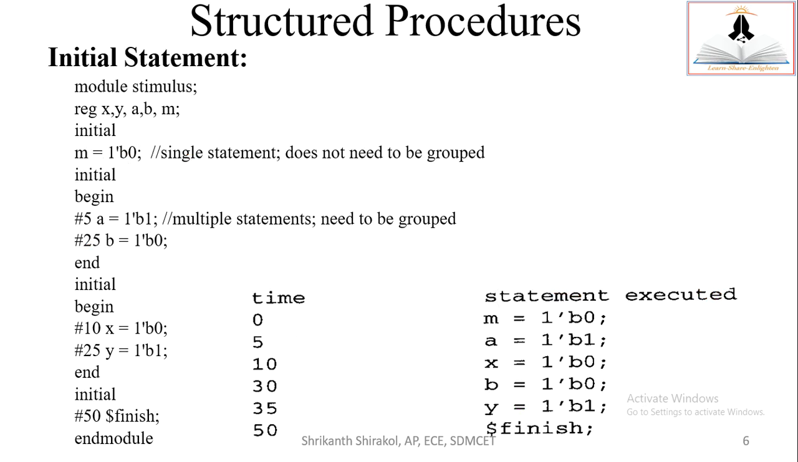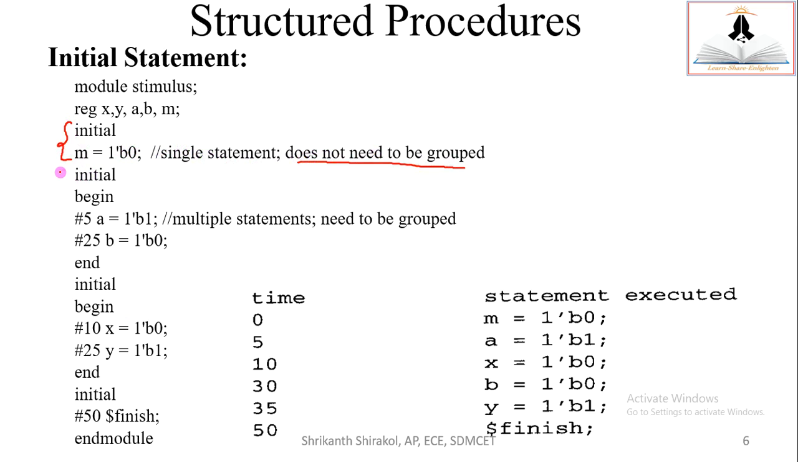I hope the things are clear. Now soon after the concept, we'll have an example in order to justify whatever we have learnt theoretically. Initial statement, example. I've taken an example: module stimulus, registers X, Y, A, B, M. Five registers have been declared. I'm initializing these using initial statements. M is equal to 0. It's a single statement, hence it does not need to be grouped within begin and end.